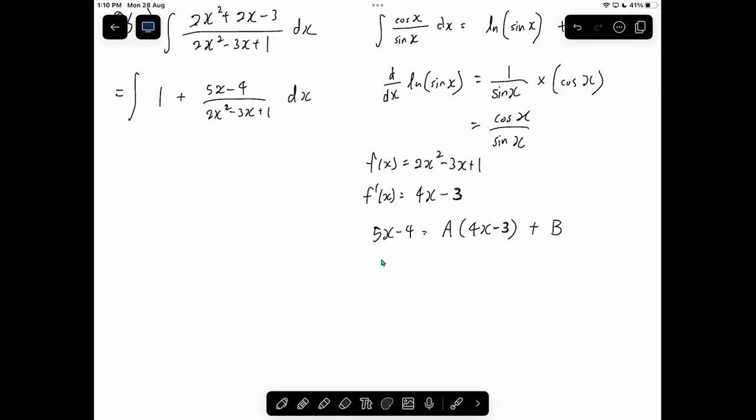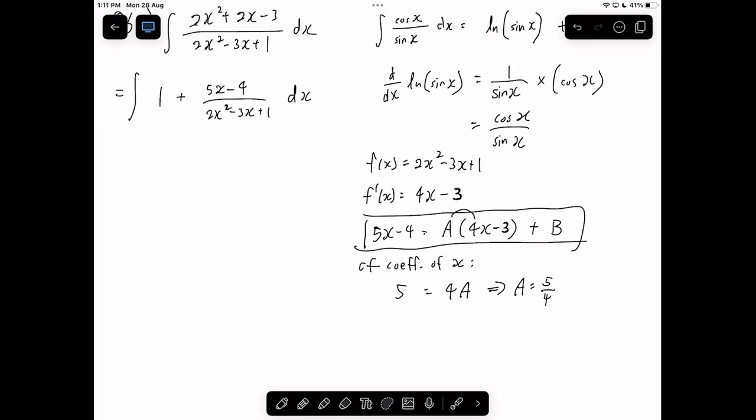Let's compare the coefficient of x. You get 5 on the left. What's on the right? A times 4x, 4a. Therefore, a equals 5/4. This one you need to remember. Need to remember this trick. It's a trick. Then after that, if you want to solve for b, what do you do?